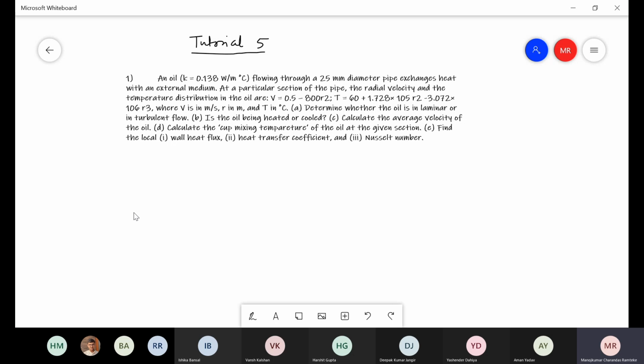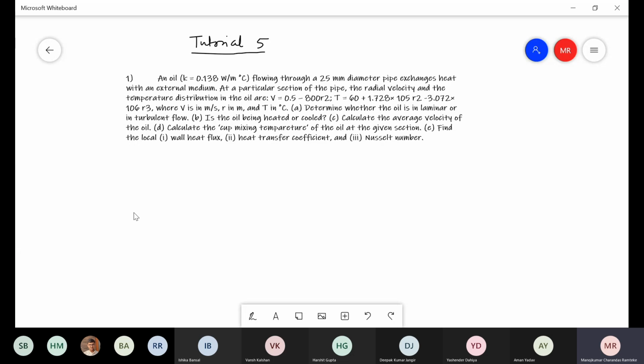Determine whether the oil is in laminar or turbulent flow. Is the oil being heated or cooled? Calculate the average velocity of the oil. Calculate the cup mixing temperature of the oil at the given section. I will explain what this cup mixing temperature is. And then find the local wall heat flux, heat transfer coefficient and Nusselt number.